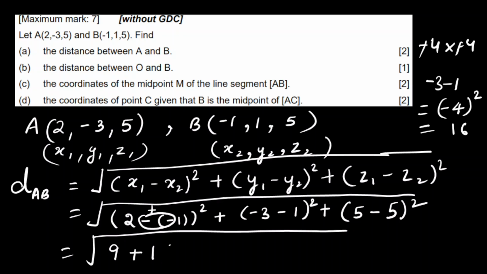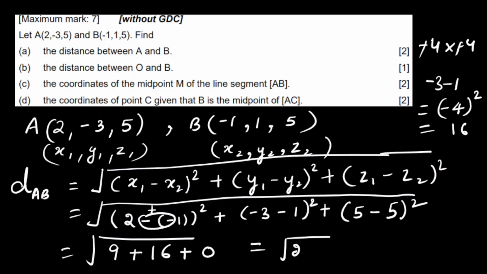So 9 plus 16 plus 5 minus 5 is 0. So 9 plus 16 plus 0, which is equals to square root of 25. 9 plus 16, 25. Square root of 25's value is equals to 5. So 5 units. Distance between points A and B is 5 units. So first part of the question is done.